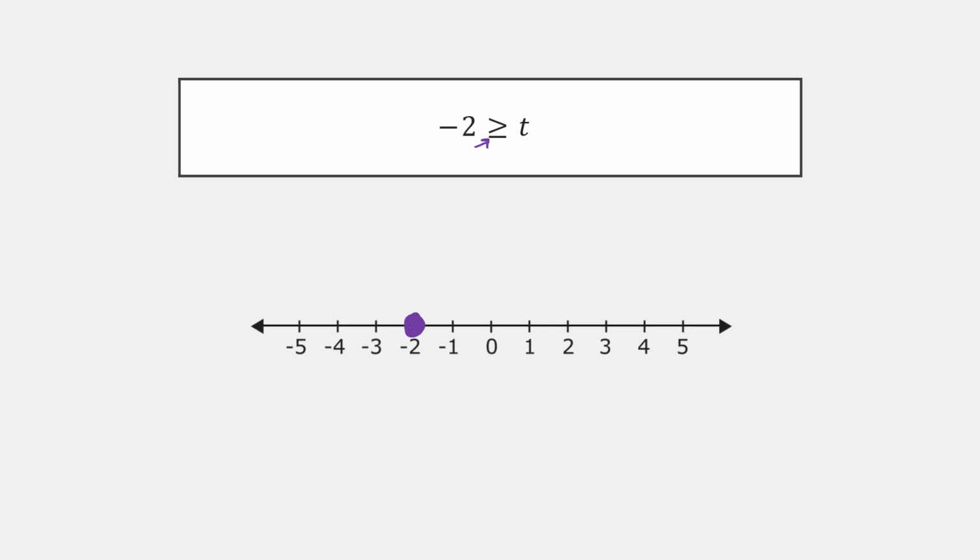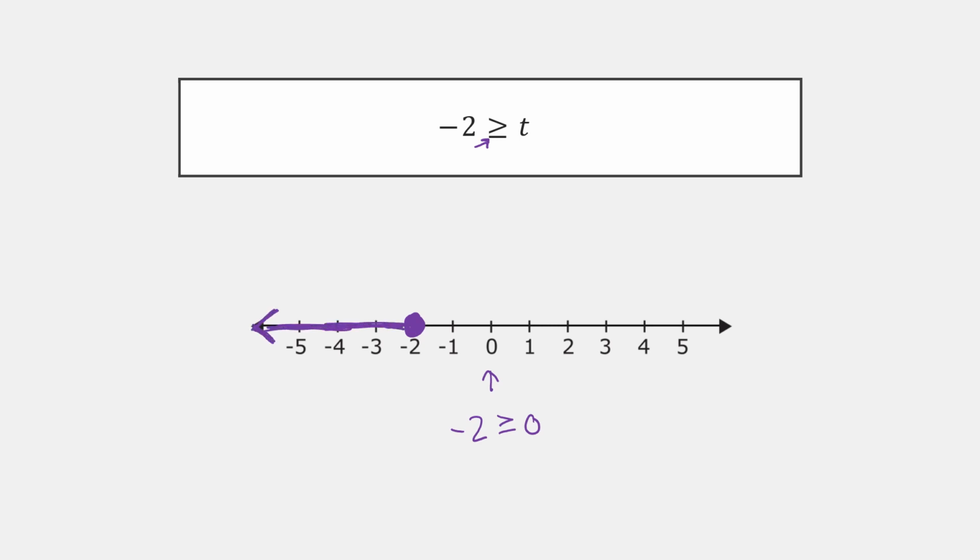Again, the easiest way is just to pick a number. I always like to use 0, but you don't have to use 0. You can use any number on your number line. If we plugged in 0, we would have -2 is greater than or equal to 0. Is that true? No, -2 is less than 0. Because it's not true, we want to shade away from 0 in the opposite direction. We don't want to include that number.